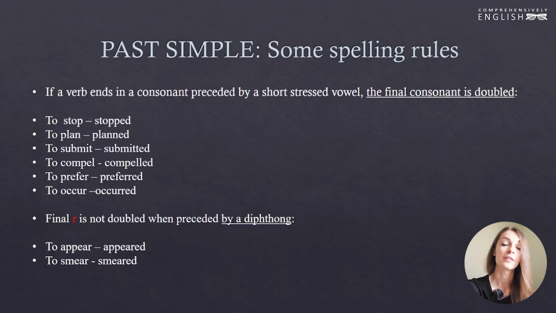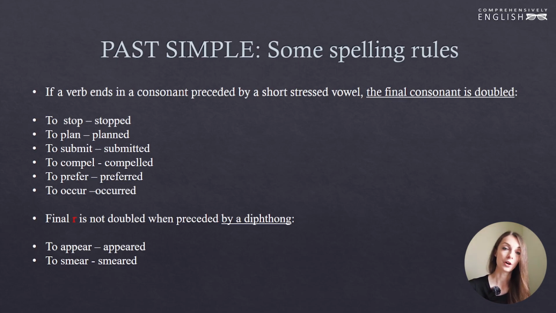Another rule is that the final consonant is sometimes doubled. When does that happen? When a verb ends in a consonant preceded by a short stressed vowel. To stop, stopped. To plan, planned. To submit, submitted. To compel, compelled. To prefer, preferred. To occur, occurred.